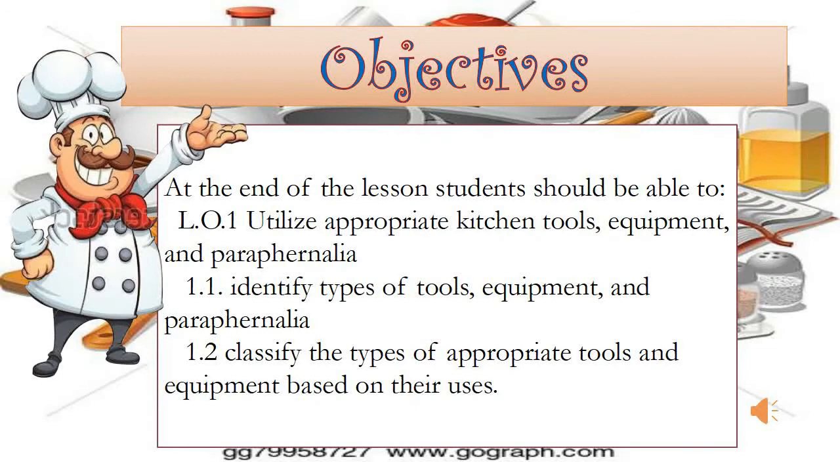Our objectives for this week: at the end of the lesson, students should be able to achieve learning outcome number 1, utilize kitchen tools, equipment, and paraphernalia. 1.1, identify types of tools, equipment, and paraphernalia. 1.2, classify the types of appropriate tools and equipment based on their uses. We will be encountering these objectives during the discussion.